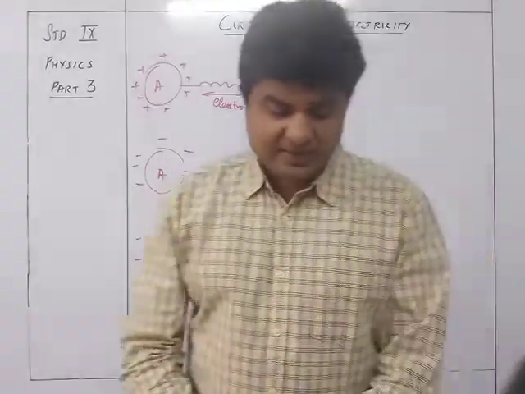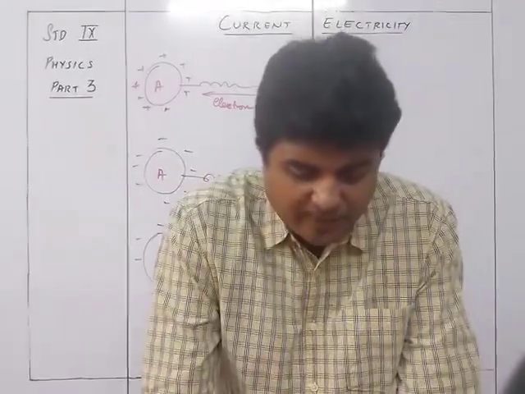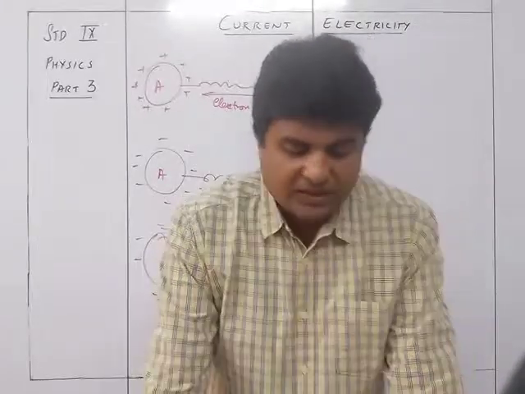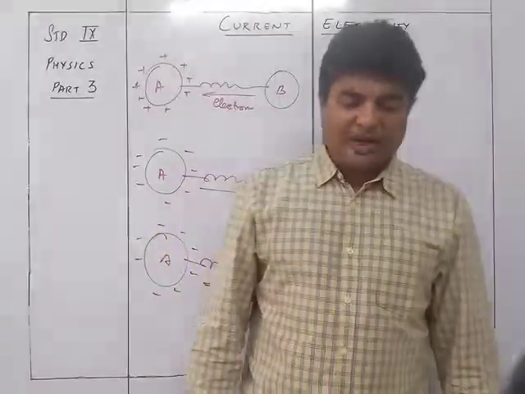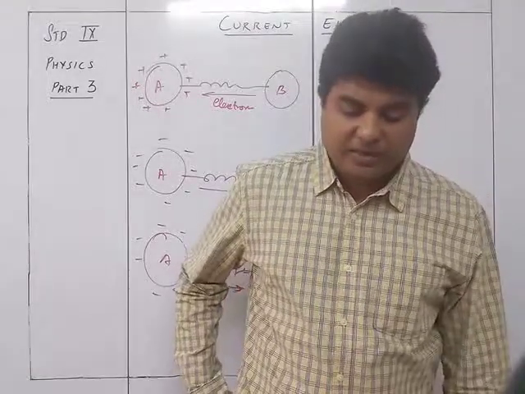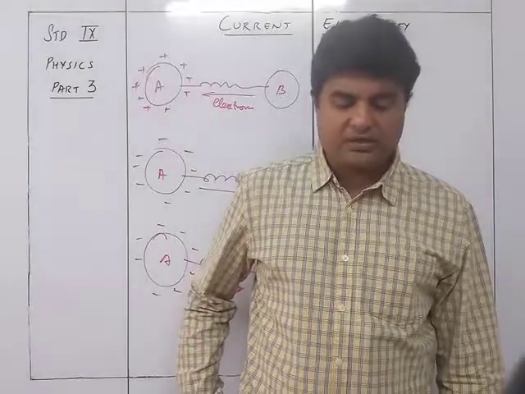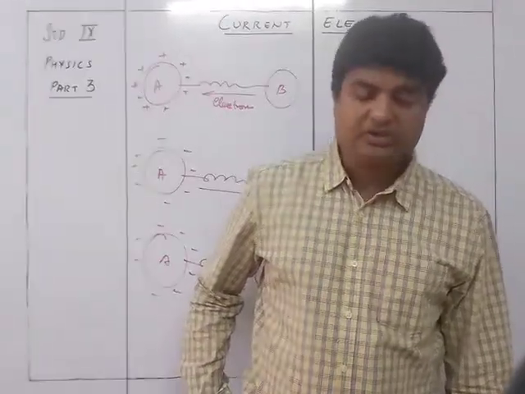In the second case, in figure 9.19, a negatively charged conductor A is connected by a metal wire to an uncharged conductor B. Electrons flow from the charged conductor A, which has an excess of electrons, to the uncharged conductor B, which is neutral. This movement of electrons stops when both the conductors acquire equal concentration of electrons.